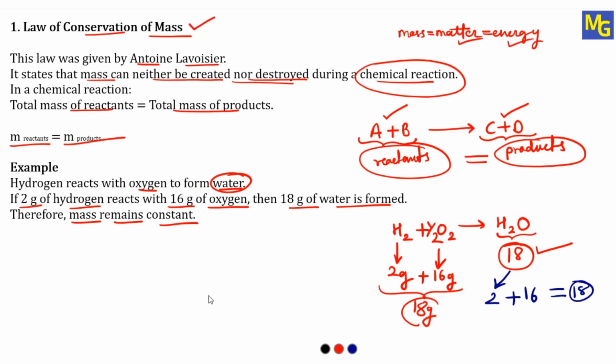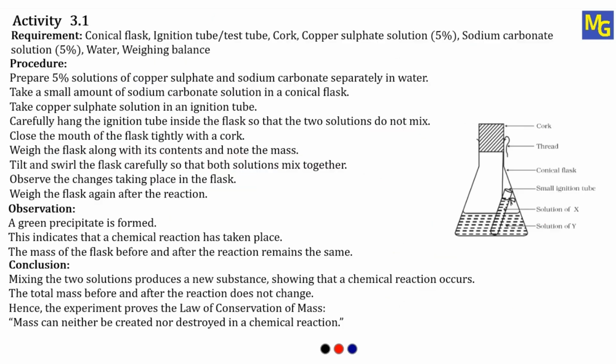In the NCERT book, there is one activity which you are going to see in the next page. So now we'll study one activity from the NCERT book, that is activity 3.1. So let's see the requirements. We should have a conical flask, ignition tube or test tube, cork, copper sulfate solution, that is 5%, which indicates the concentration of the copper sulfate, then sodium carbonate solution, which is also 5%, water and a weighing balance. So these are the requirements.